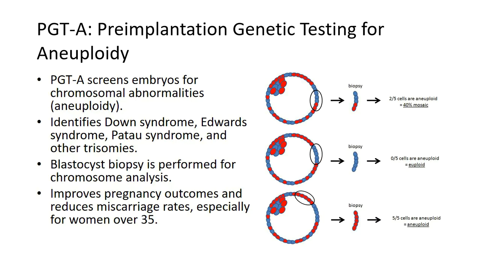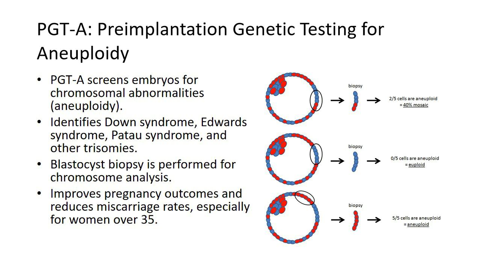1. PGT-A, pre-implantation genetic testing for aneuploidy. A. What is PGT-A? PGT-A, formerly known as PGD or PGS, is used to screen embryos for chromosomal abnormalities, specifically aneuploidy, where there is an abnormal number of chromosomes in the embryo. Aneuploidy is a common cause of miscarriage and implantation failure in IVF cycles.